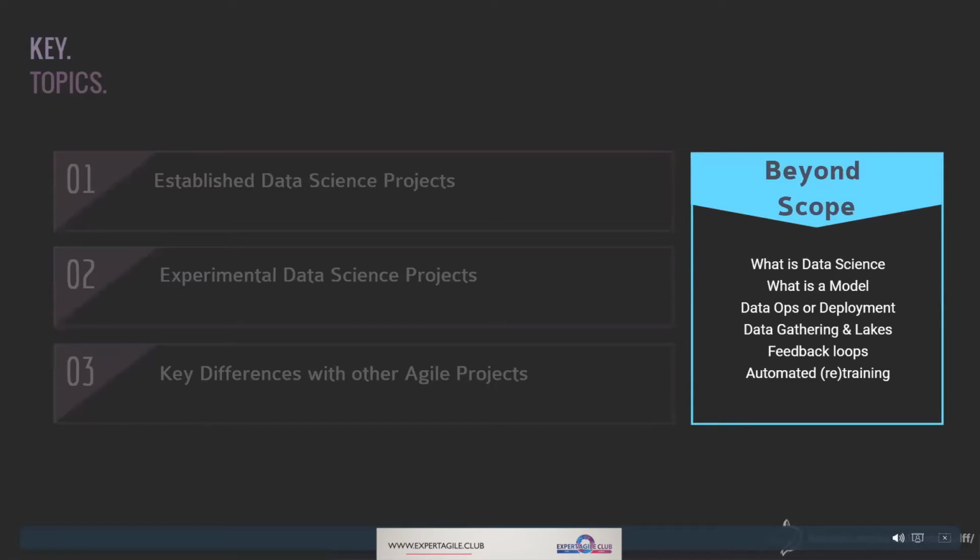What is beyond the scope of today's discussion is what is data science? What is an actual data science model in terms of the nitty-gritty depth and detail of what these things are? What is data ops or deployment and deployment ops? How you gather data, how you manage data lakes, how you manage feedback loops and automated retraining. So the exact science of data science, the exact methods of data science is beyond what we're trying to talk about today. Now, that being said, do not worry, do not have concerns. If you don't have a grasp of data science or you don't understand the technologies behind it, don't worry, you don't need that to understand what I'm going to be covering off over the course of today.